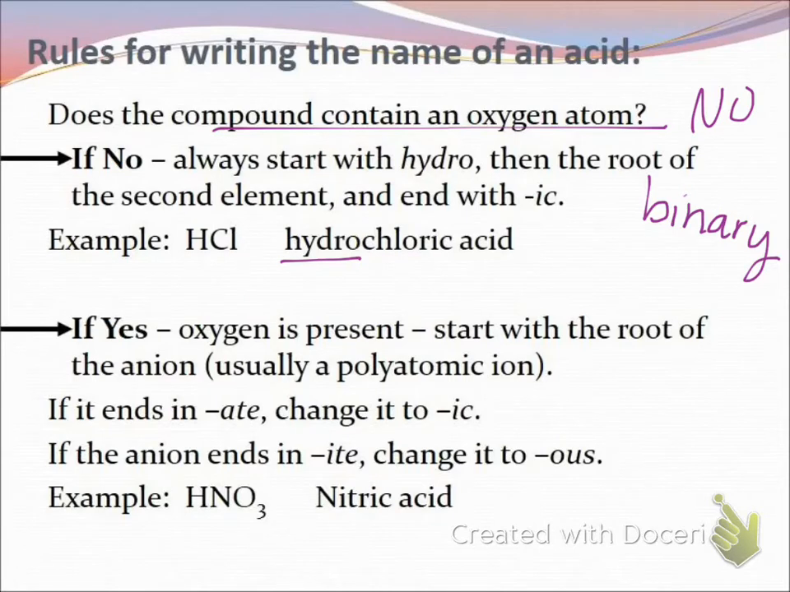If you have oxygen present, we call those oxyacids. Oxyacids are going to be hydrogen with one of your polyatomic ions. And what are polyatomic ions? Give me some examples from your pink sheet. Acetate, sulfate, bicarbonate. Those are all examples.